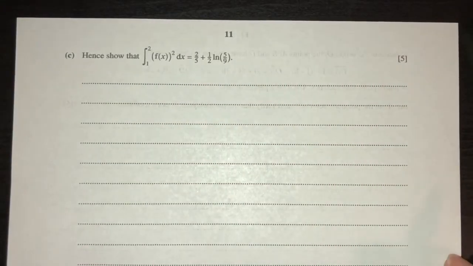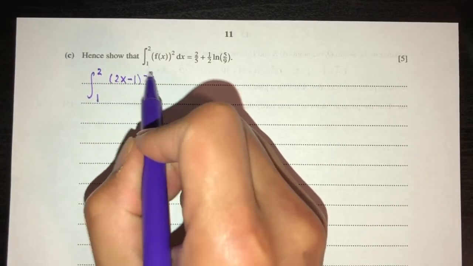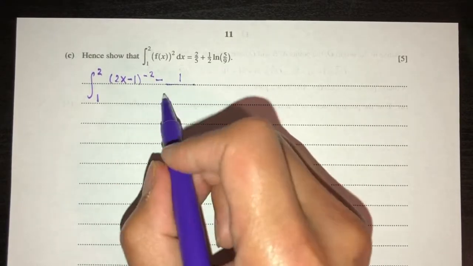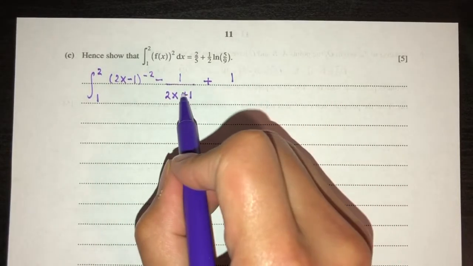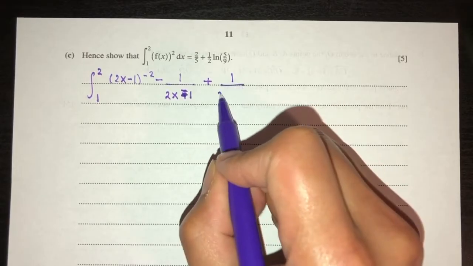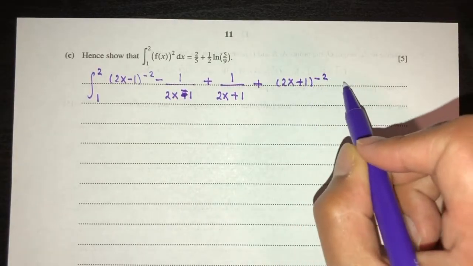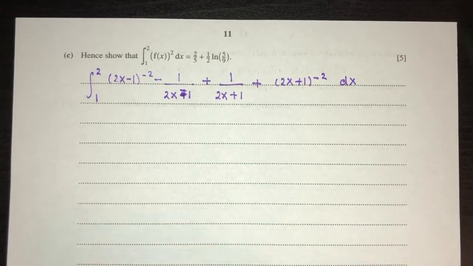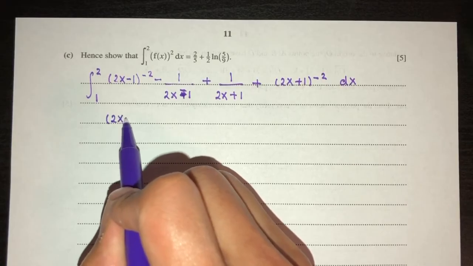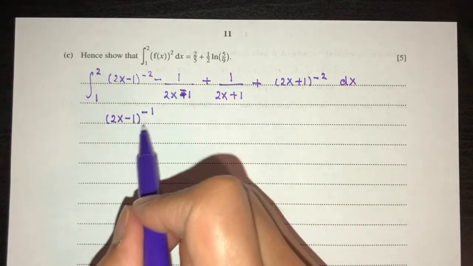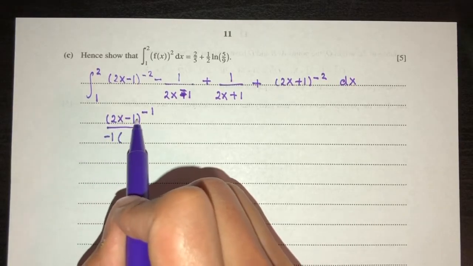So basically right now we are integrating from 1 to 2 of 2x minus 1 power minus 2 minus 1 over 2x plus 1 and plus 1 over, so it is minus 1 over 2x plus 1 plus 2x plus 1 power minus 2 dx. So step by step, one by one. The first one, integration will give you, first we have to increase the power by 1. You will have minus 1. So minus 2 plus 1 will be minus 1. Then we have to divide by the power, then divide by the differentiation of the inside, that will be 2.